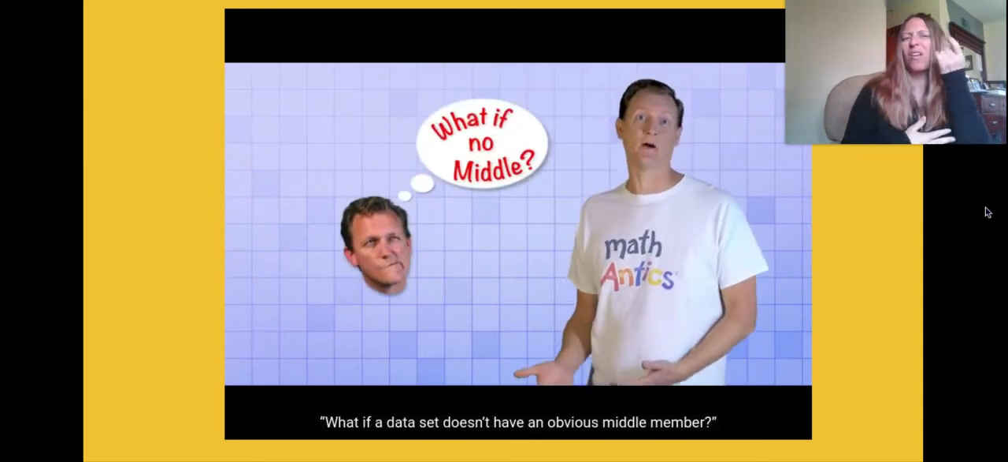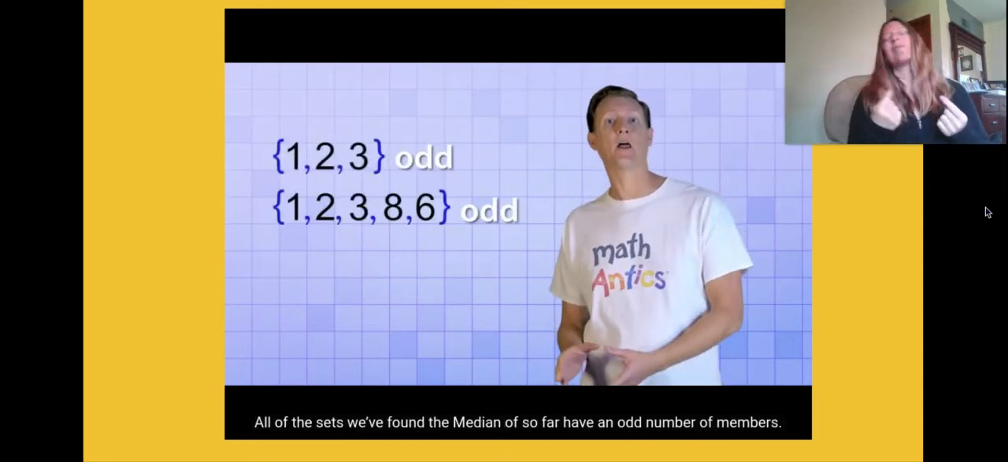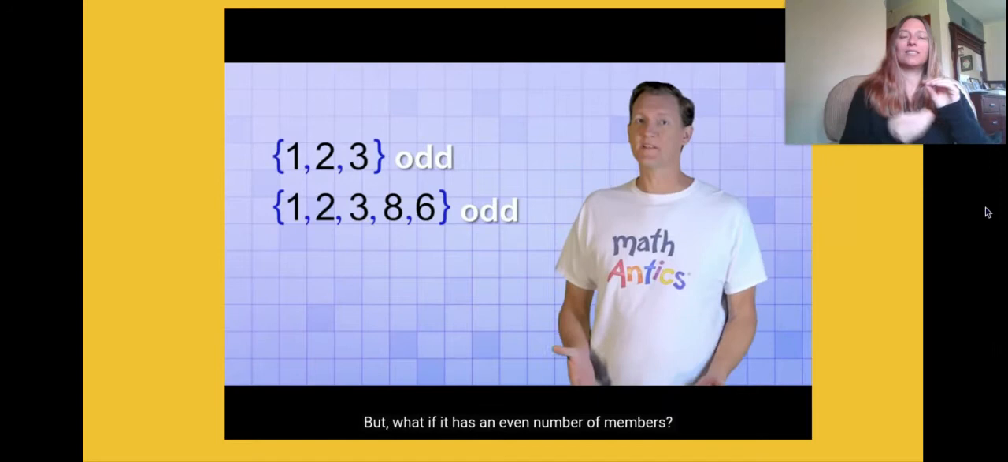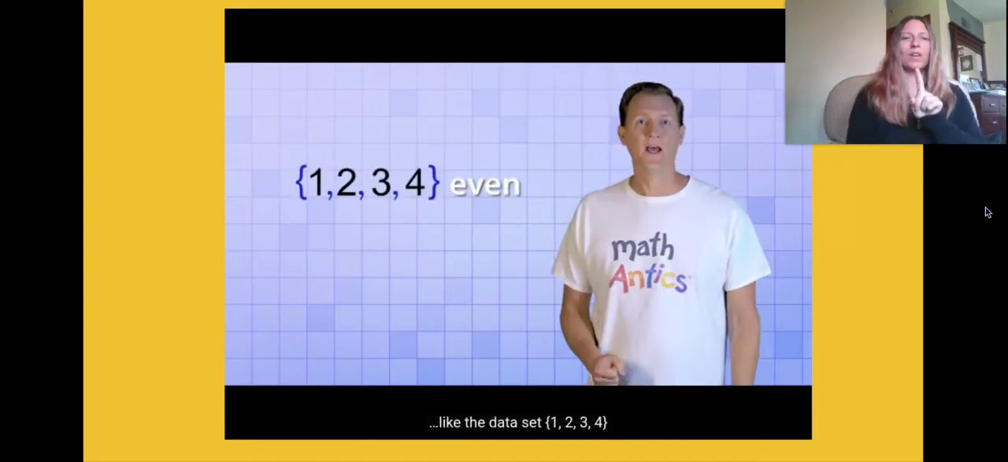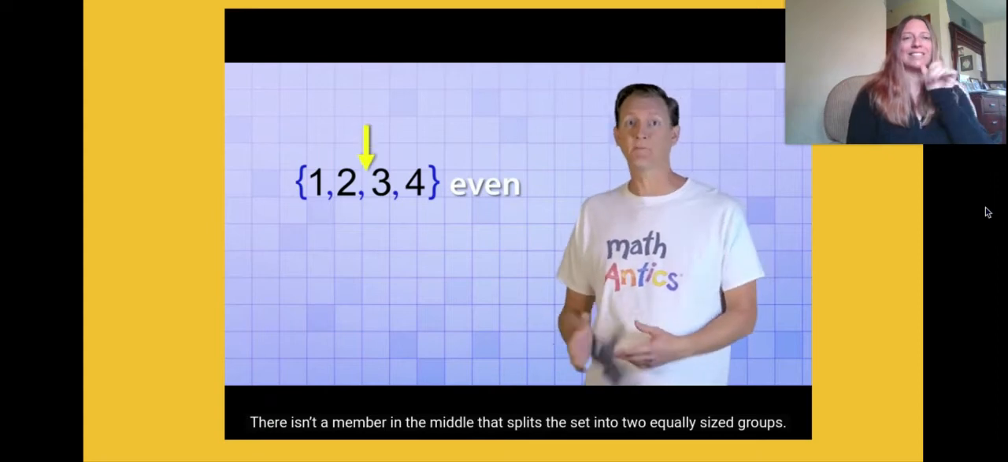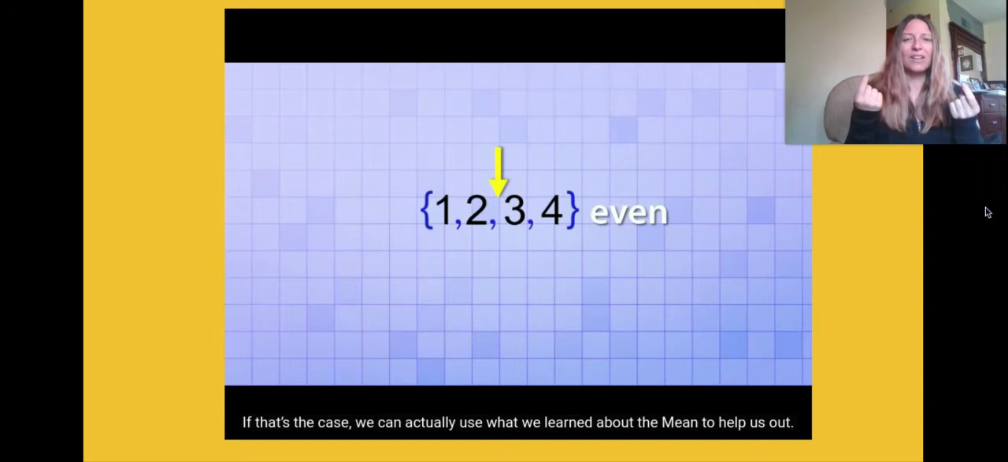But some of you may be wondering, what if a data set doesn't have an obvious middle member? All of the sets we've found the median of so far have an odd number of members. But what if a set has an even number of members, like the data set 1, 2, 3, 4? There isn't a member in the middle that splits the set into 2 equally sized groups. If that's the case, we can actually use what we learned about the mean to help us out.